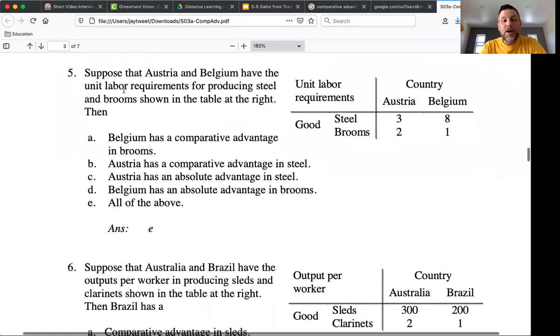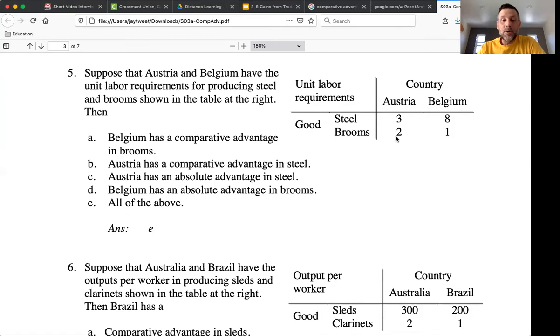So question number 5 here: suppose that Austria and Belgium have the unit labor requirements for producing steel and brooms shown in the table at the right. So what do these numbers represent here, right? Well, these numbers don't represent amounts of steel and brooms. Those numbers represent amounts of labor, and labor is our most important resource. So that makes number 5 on this worksheet an input question.